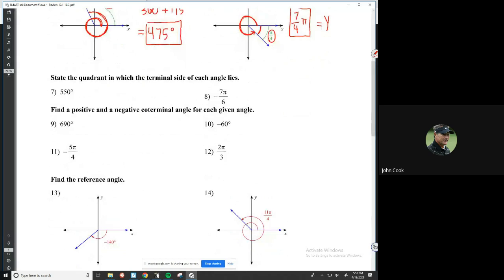Let's say we go through the next 6 problems. Why not? So it says to state the quadrant in which the terminal side of each angle lies.